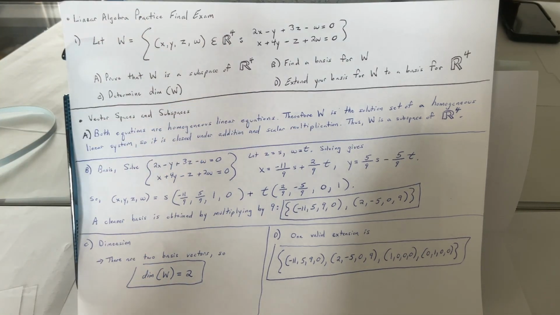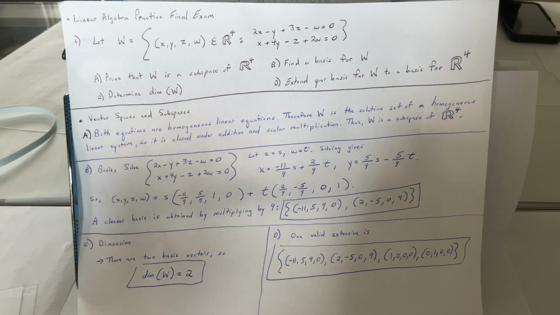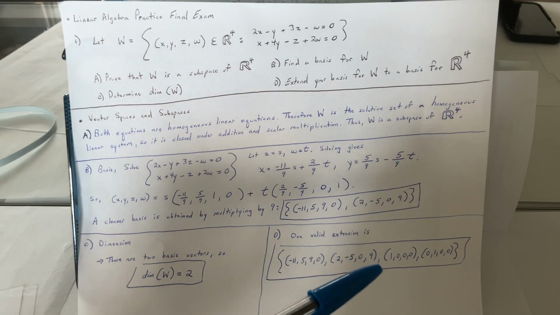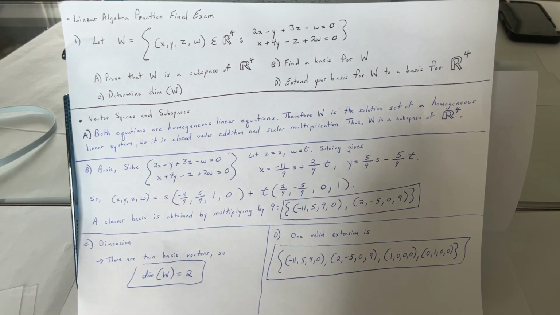And for letter D, extend your basis for W to a basis for R4. One valid extension would be the following. We take (negative 11, 5, 9, 0) and (2, negative 5, 0, 9), and then we add (1, 0, 0, 0) and (0, 1, 0, 0). Okay, so that's number 1.